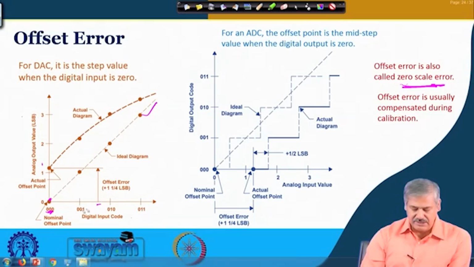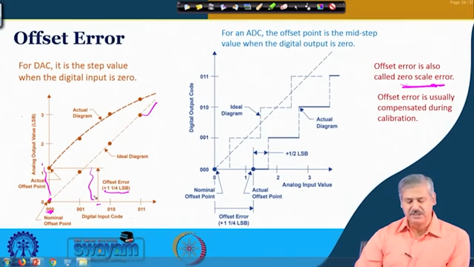So we can see that this is about plus 1 upon 4. So that is what we see over here, right. So this is the one that we see, right, and accordingly we say that the offset error is that of 1 plus 1 upon 4, 5 by 4 LSB. Is it clear? Right. So this is the way it is measured, okay, this height.